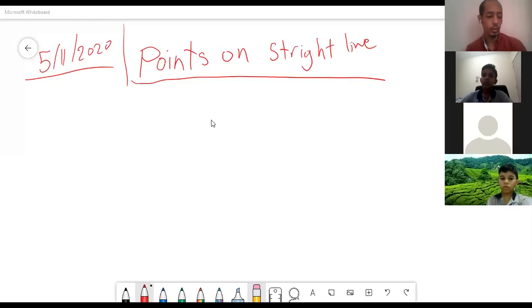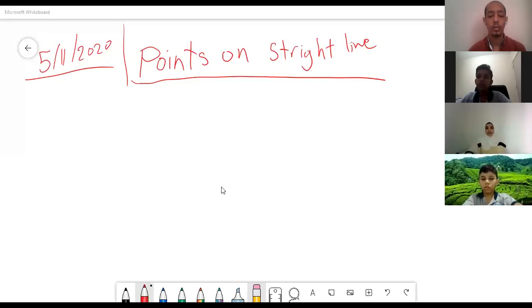Yesterday we looked at the equations of the straight lines, the vertical and horizontal straight lines, and we said that if the line is vertical, this means it has a fixed value on x, so its equation is going to be x equals a number, or a constant.